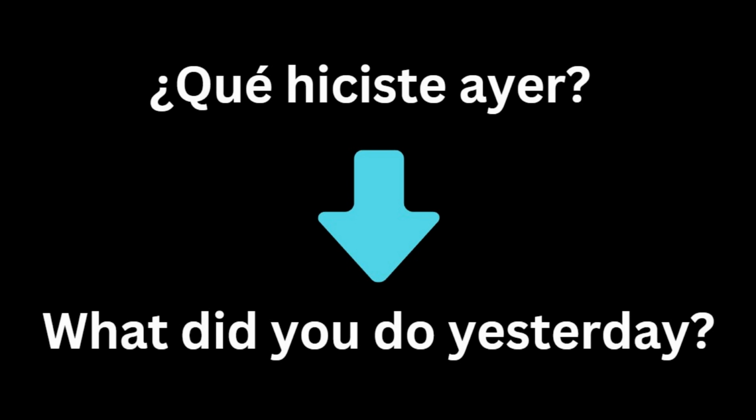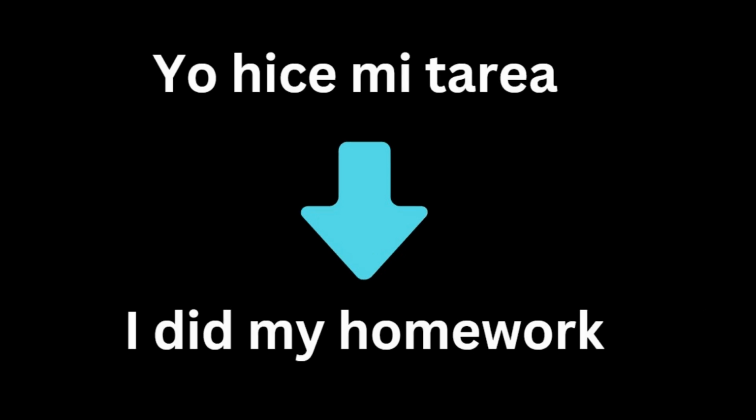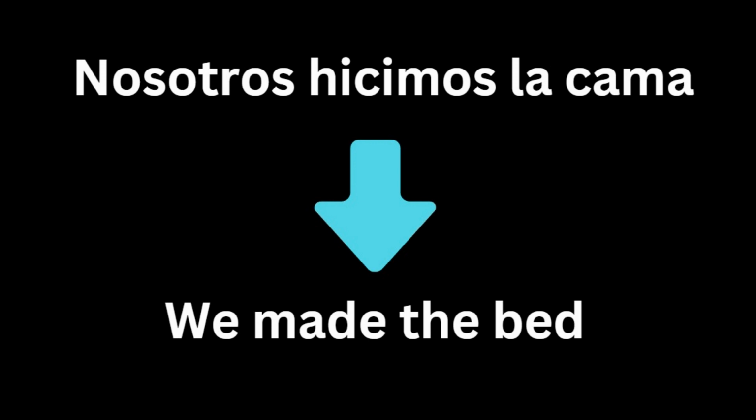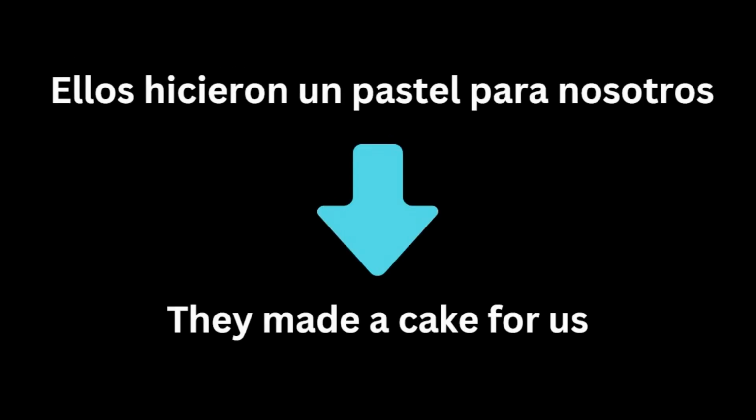For instance, a common question that is asked many times is ¿qué hiciste ayer?, meaning what did you do yesterday? And you can reply with yo hice mi tarea, meaning I did my homework. You can also use the verb to make in a sentence like nosotros hicimos la cama, we made the bed, or maybe ellos hicieron un pastel para nosotros, they made a cake for us. And of course, you can make any sentence you want using hacer.